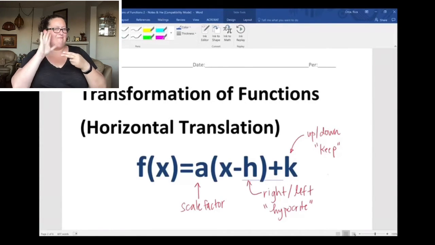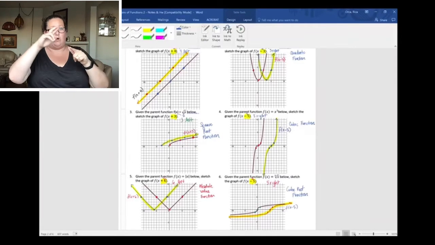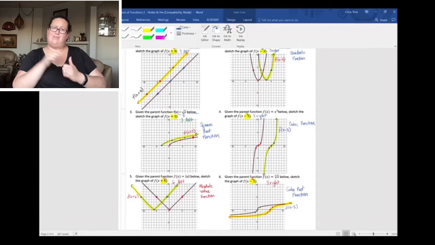Think of it as a hypocrite because it does the opposite of what you see. And k will move the graph either up or down. And with k, you keep the value. In our last video, we used a horizontal translation to graph a line, a parabola, a square root function, a cubic function, an absolute value function, and a cube root function. With these in mind, let's look at some questions that are a little more challenging.